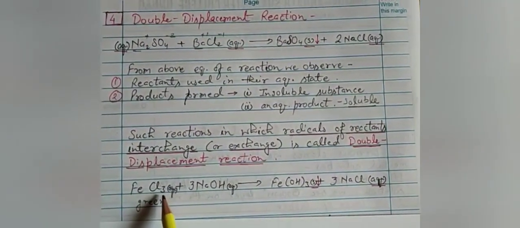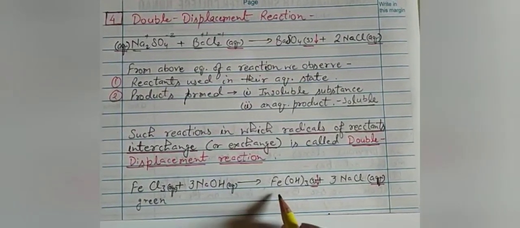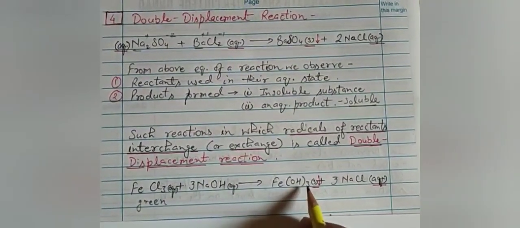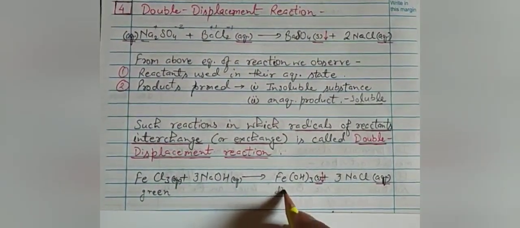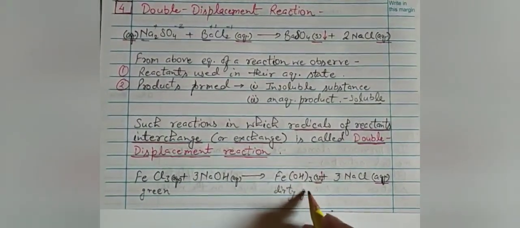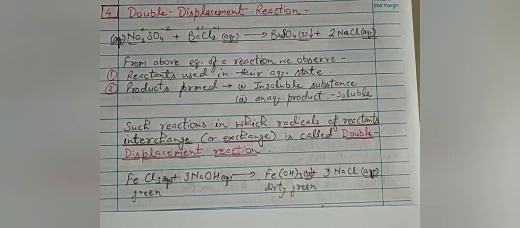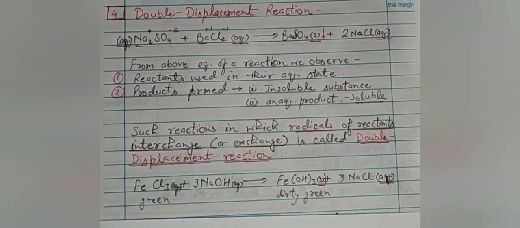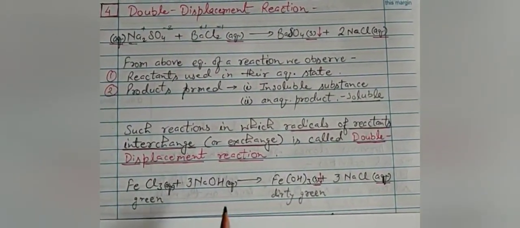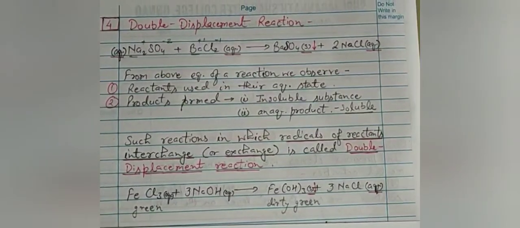Ferric chloride is of green color, and when the ferric hydroxide is formed, it becomes dirty green. Dirty green means it looks like algae-type green. The ferric chloride is a bright green, or you can say a little bit yellowish. So this is called double displacement reaction.